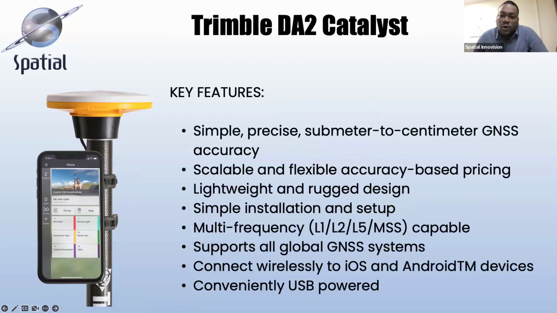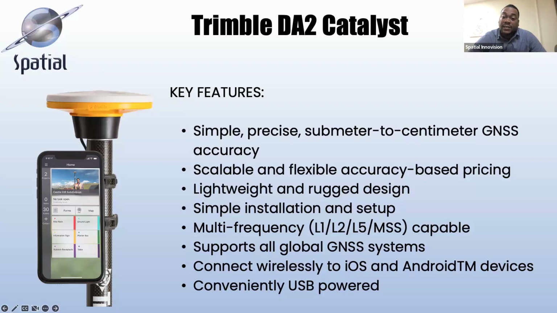I will now talk about the Trimble DA2 Catalyst, which is the next generation of Trimble GNSS receiver. The DA2 performance scales with Trimble Catalyst service subscription and can deliver anywhere from 1 centimeter to 60 centimeter accuracy and provide support for any field device. The DA2 is a high accuracy device for all your GIS data collection needs.